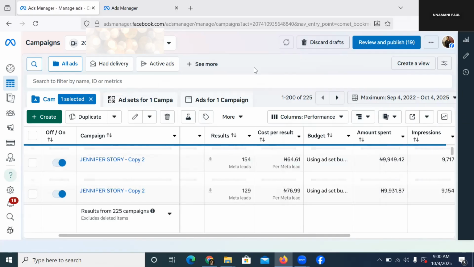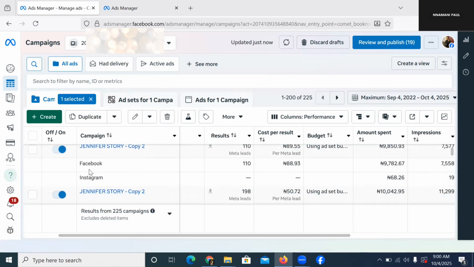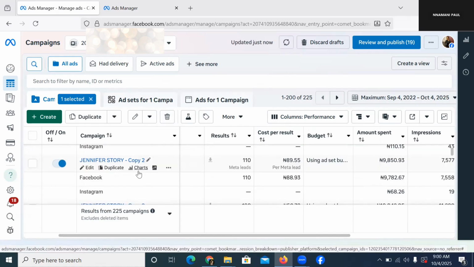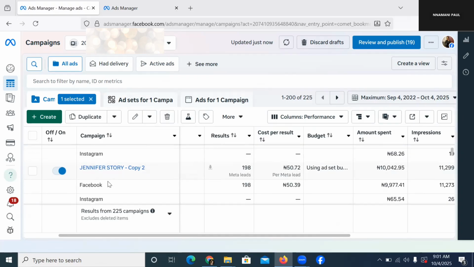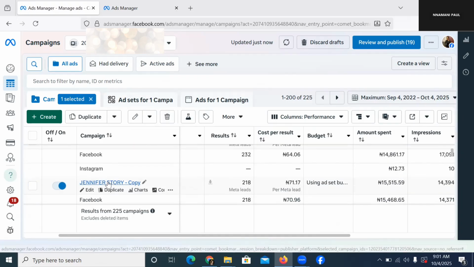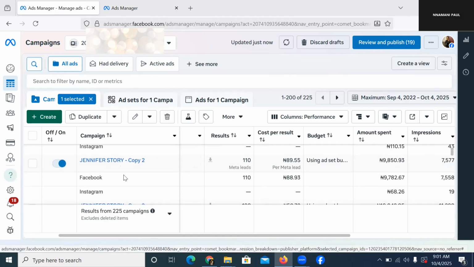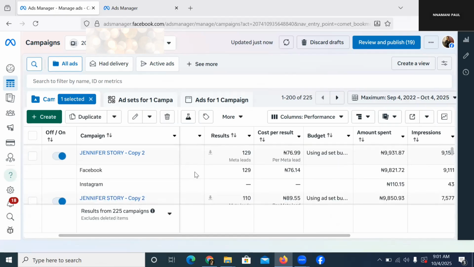So this is platform. Let's go. I want this thing to finish loading. Okay, for this particular advert, you see this eye opening. For this particular advert, I ran it on Facebook and Instagram. Now see what this thing is saying. For this one, there was no result that came from Instagram at all. My results came from Facebook.